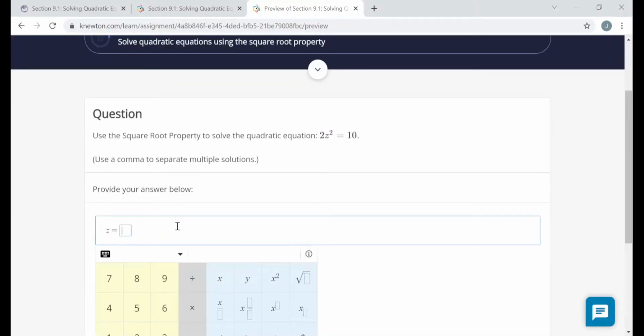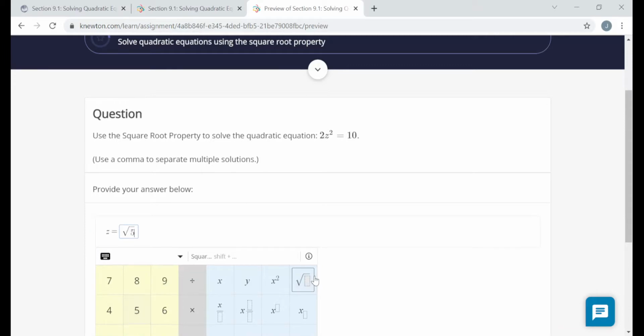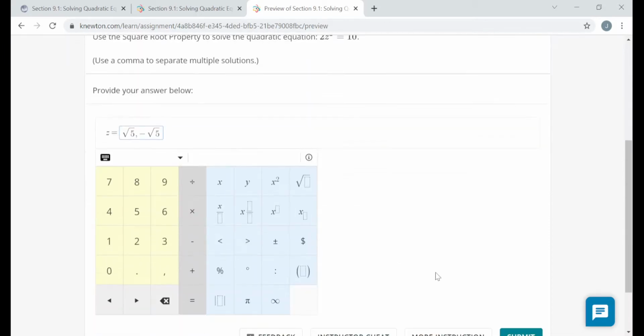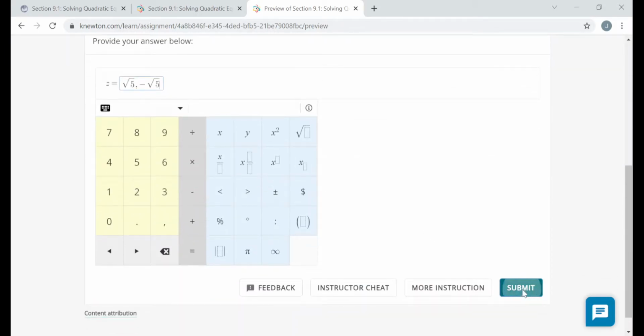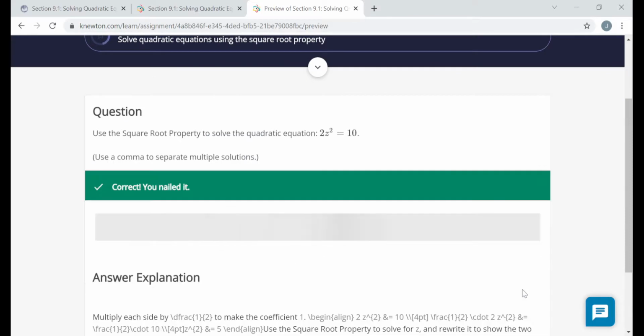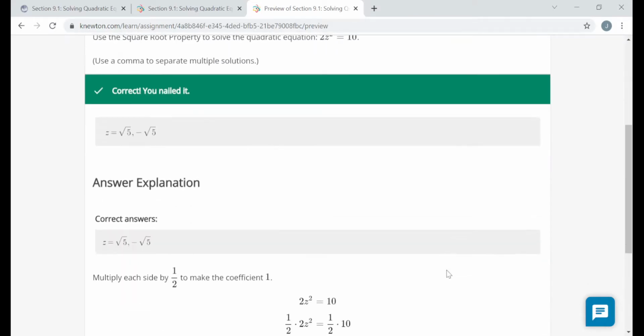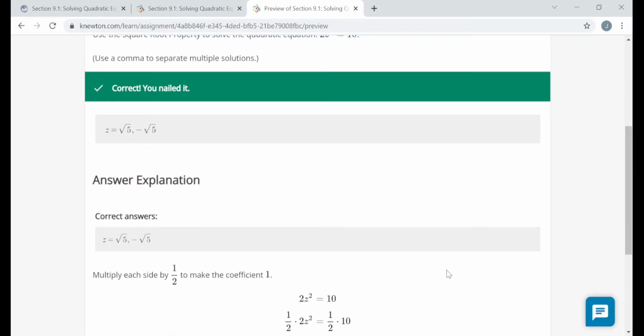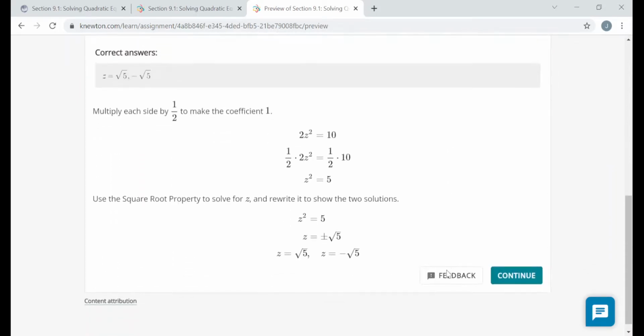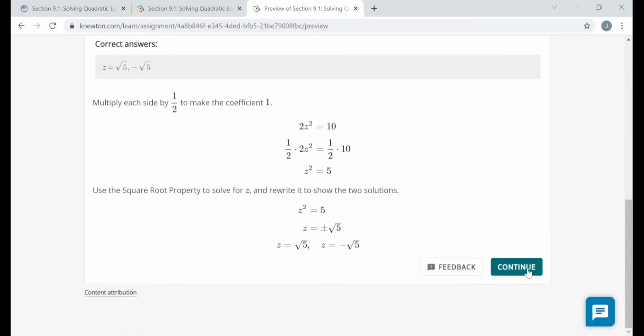So yes, square root of 5, comma, and then negative square root of 5. Very simple, that one. But yeah, no imaginaries there. We took square roots of positive numbers, right? Not square roots of negatives. And once again, please read through the answer explanations.